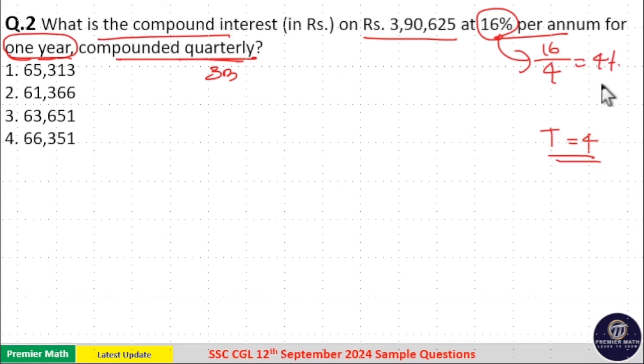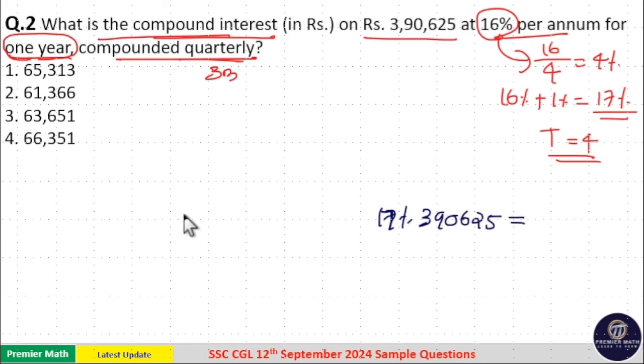Now, if you calculate simple interest for 4 quarters, it will be 4 into 4, 16%. But here it is compound interest. So, if I add nearly 1% to it, this will become 17%, and this is around the compound interest for 4 quarters. Now, if you calculate 17% of the sum 3,90,625, that will be your approximate value. Here, 10% of 3,90,625 is 39062. And 1% is 3906.